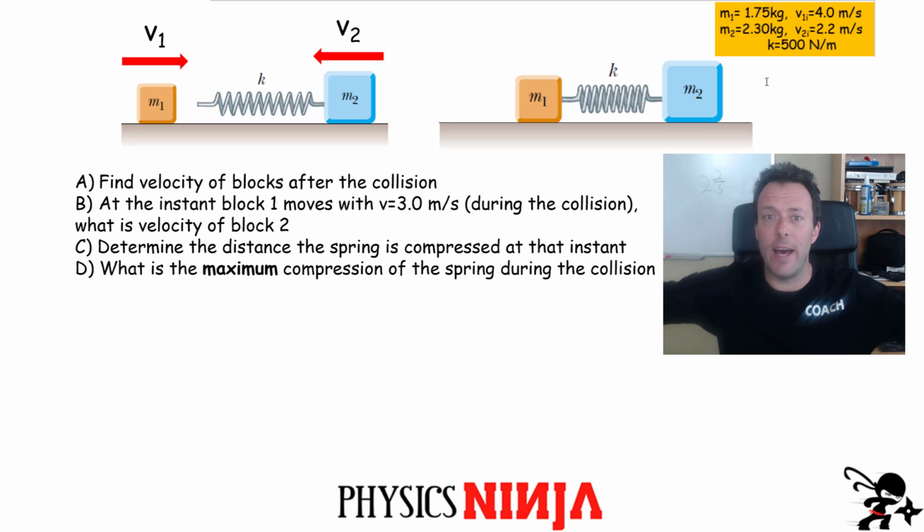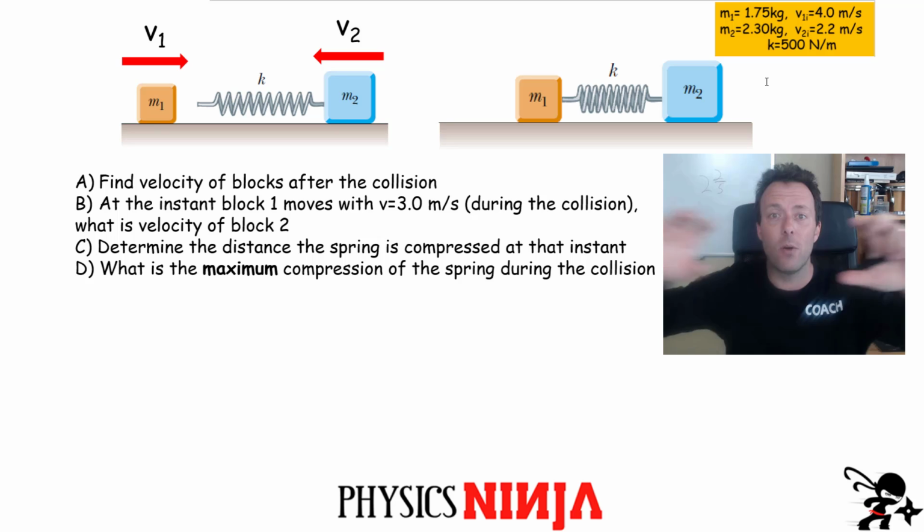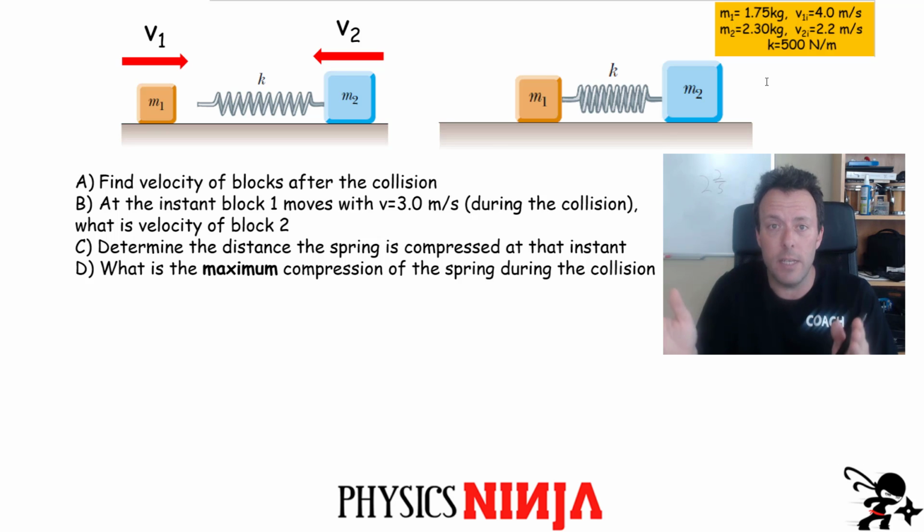So that's the initial setup. They're coming in like this. That spring's going to compress, and then they're eventually going to release from each other. The spring will decompress, and after a long period of time after the collision, what is the final velocity of each block? So how would you solve that problem?